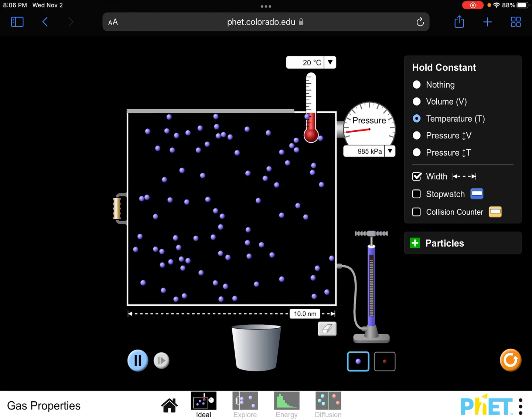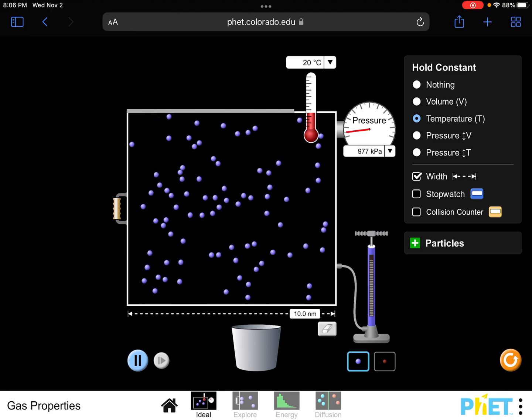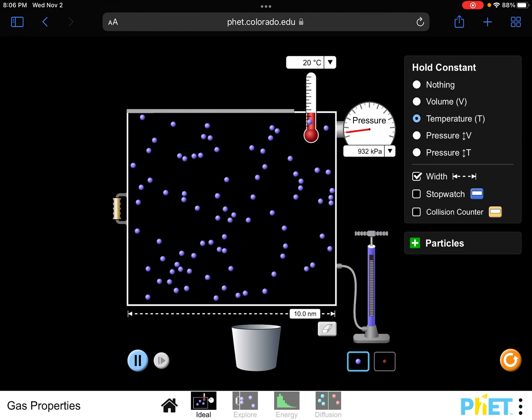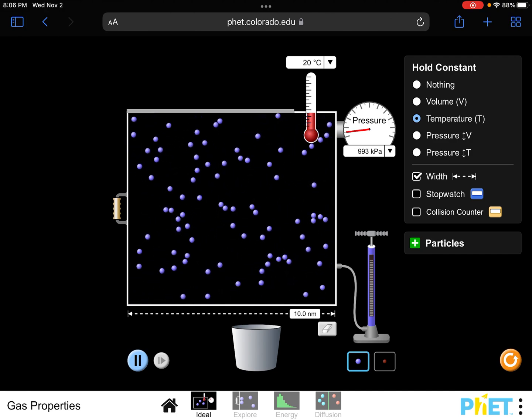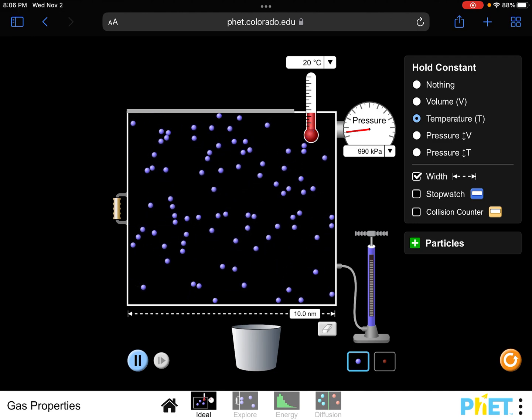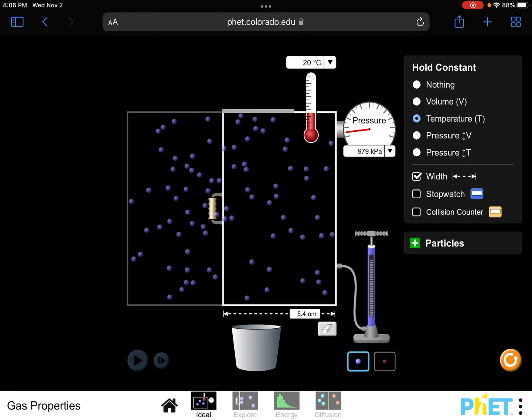I'm going to hold temperature constant. So we can do that with the little toggle switch over here on the right. So I just clicked temperature. So it's going to stay at 20 degrees. And then I'm going to change the volume of this. I'm going to go from 10 nanometers. I'm going to cut it in half, down to 5.